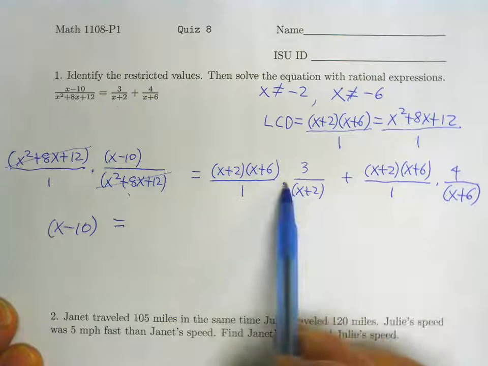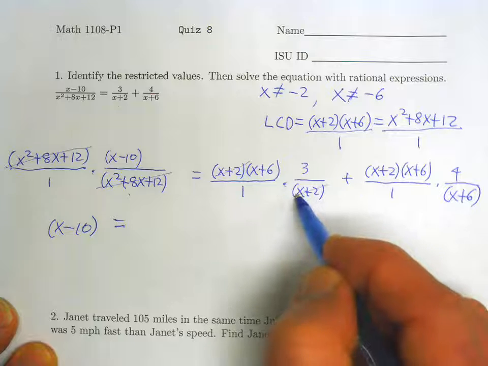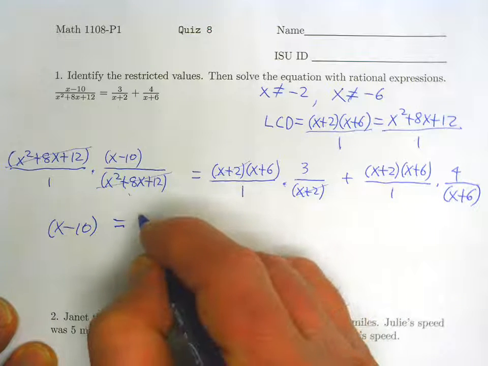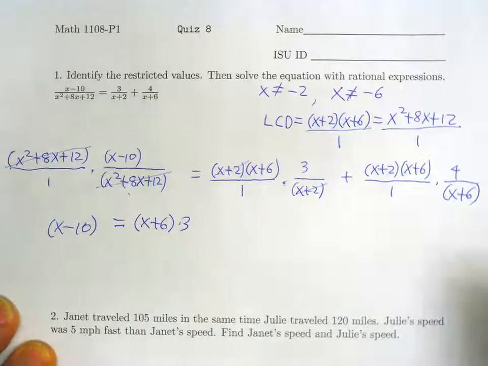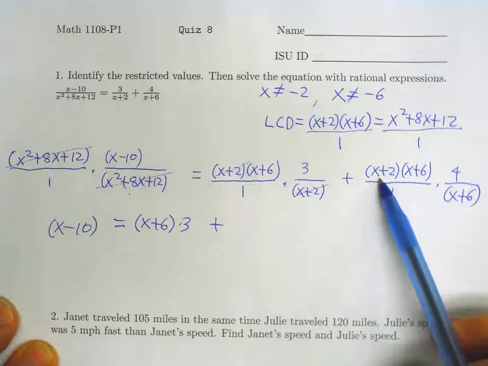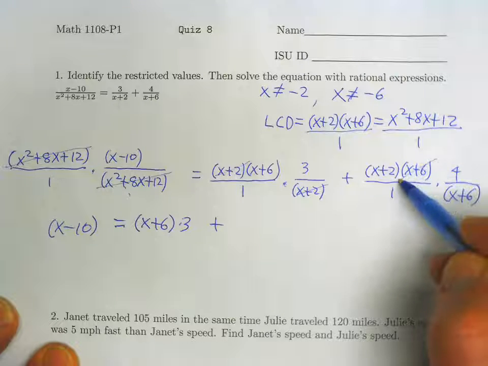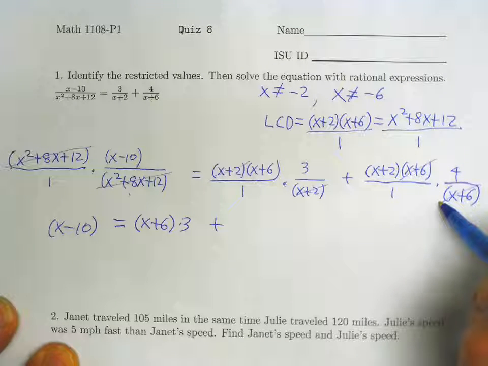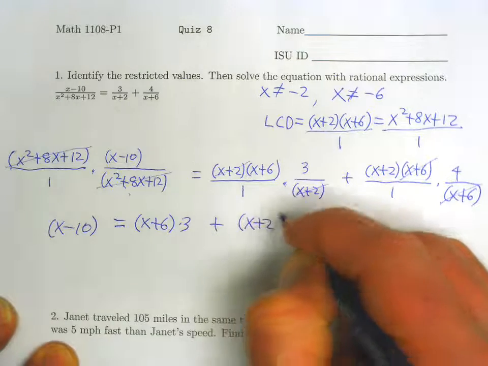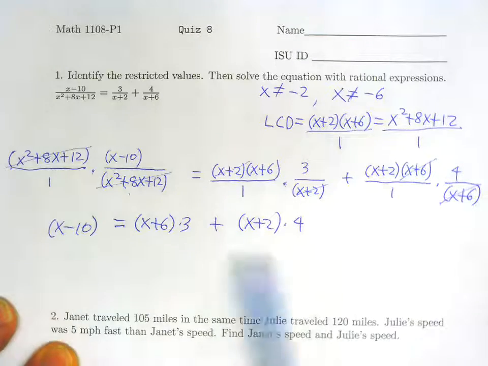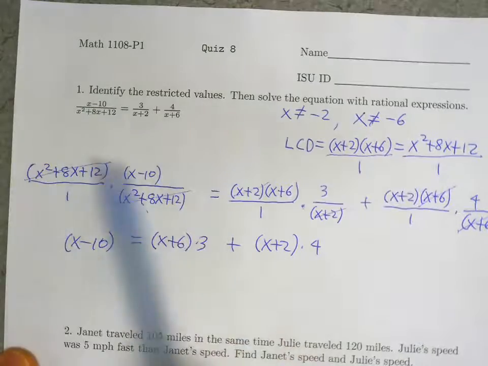And then in the next product, we're clearing the denominator again, but this time it's x plus 2 divided by x plus 2. And now we just have x plus 6 times 3. And then in the final product over here on the right, the x plus 6 from the numerator divided by x plus 6 from the denominator, those cancel. So we cleared that denominator, and now we just have x plus 2 times 4. This equation is a lot easier to solve than the one we first looked at.